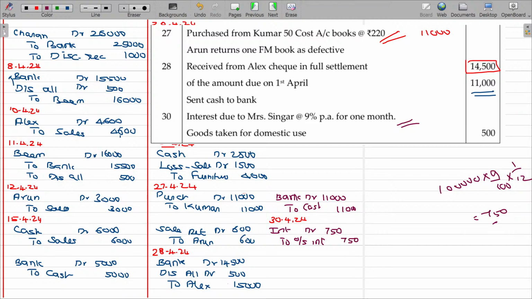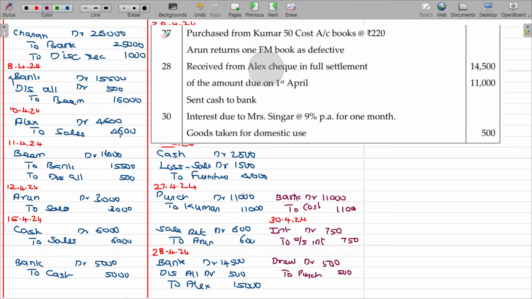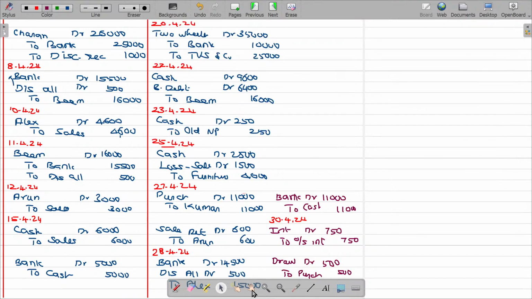Clear? Goods taken for domestic use on the same date. Drawings account debit to goods. If the goods are taken for a purpose other than sale, then it is debited to the purpose and credited to the purchase account only, the value being fixed. Hope now you'll be able to understand all these things. Clear? Any doubts here?